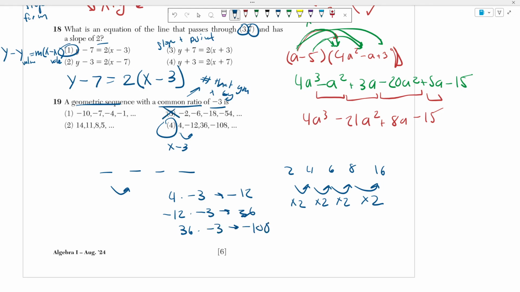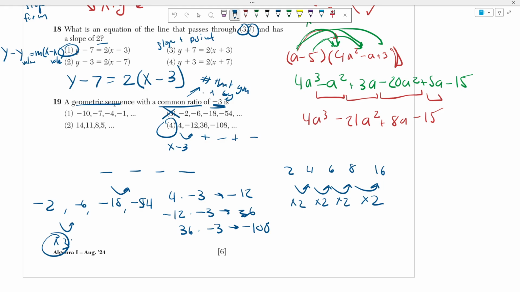Don't fall for the trap of choice 3. Choice 3 had negative 2, negative 6, negative 18, negative 54. The rule here is actually to multiply by positive 3, not negative 3. Remember, if you're multiplying by negative 3, negative times negative is positive, positive times negative is negative, negative times negative is positive, right? So whenever your common ratio is negative, you're going to have an alternating plus, minus, plus, minus. Here they're all minus, which means you're multiplying by a positive number.